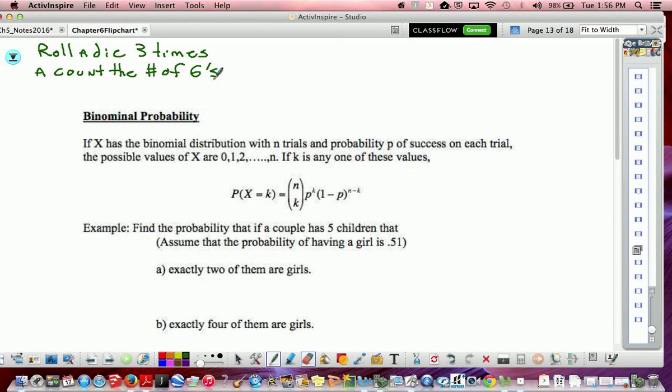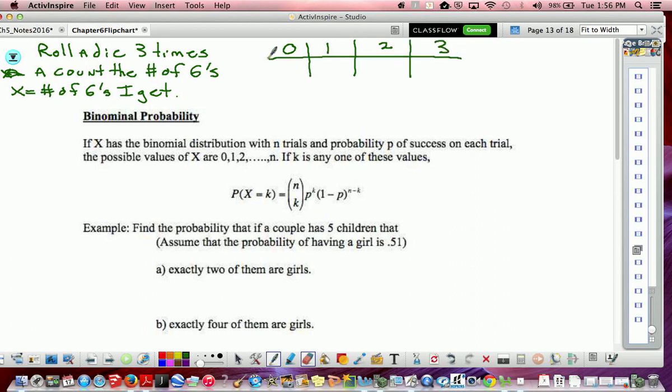No, I'm rolling a die 3 times. Let me do it this way. X equals the number of 6s I get. 0 through 3. Because I could get 0 6s, 1 6, 2 6s, or 3 6s.